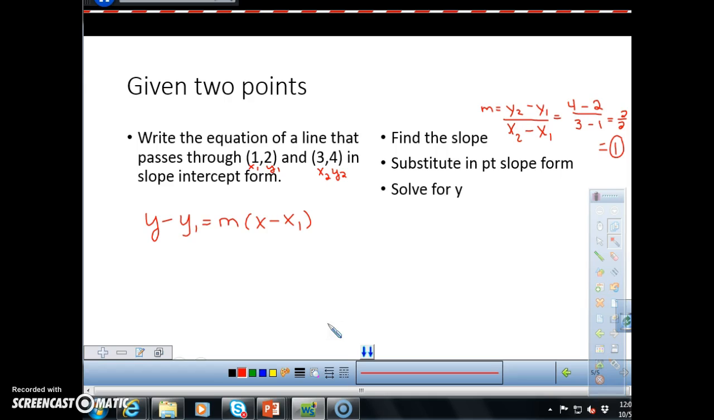So choose a point. Rory, which point do you like the best? 1, 2? Okay, so we're going to choose this one. So the y coordinate of that is 2. The slope was 1. If it had said leave it in point slope form, we would be done, but we want it in slope intercept form. So we're going to have to solve for y.